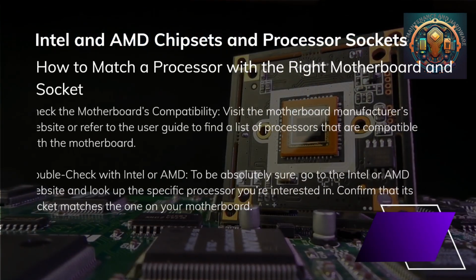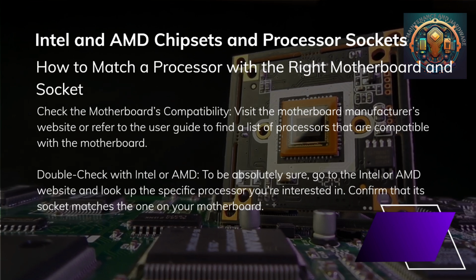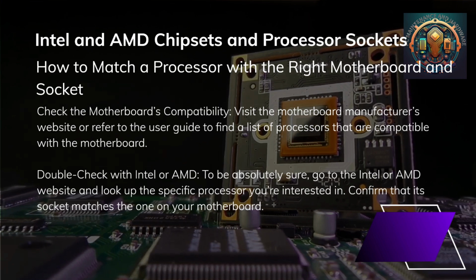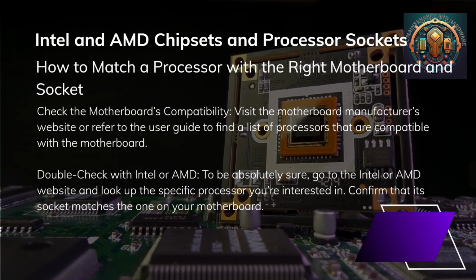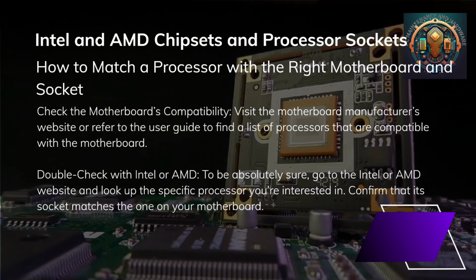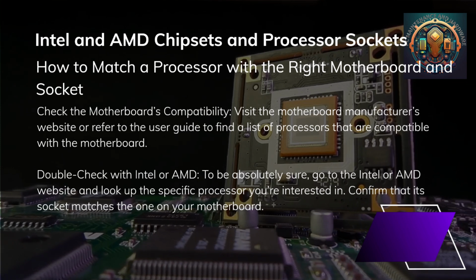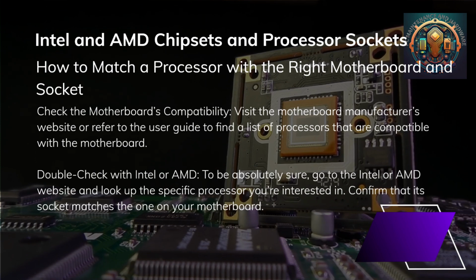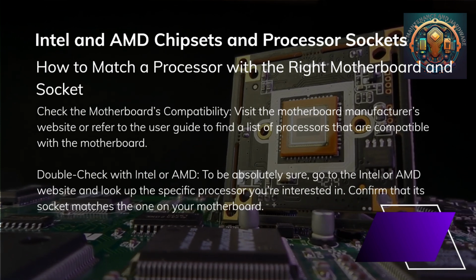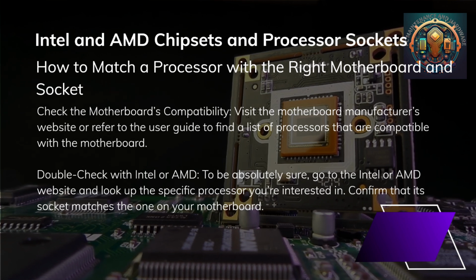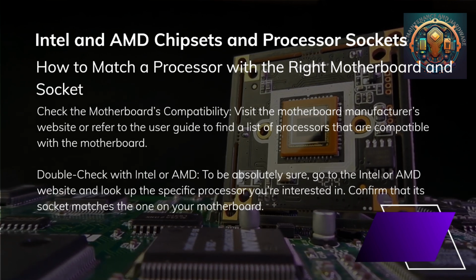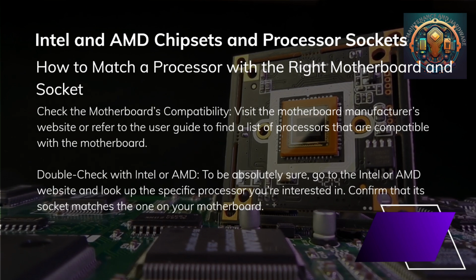When it comes to matching a processor with a motherboard and socket, here's how you can ensure everything fits perfectly. Check the motherboard manufacturer's website or user guide. Start by visiting the motherboard manufacturer's website or referring to the user guide that came with your motherboard. These resources usually have a list of supported processors, so you can see which ones are compatible with your motherboard.